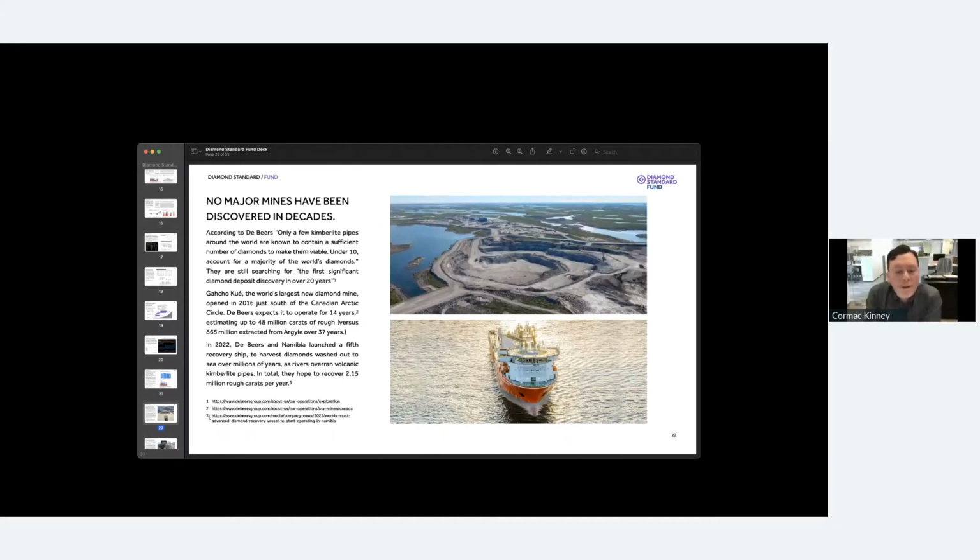What new supply there is actually being found out in the ocean. And right now there are 5 ships. They just launched a 5th one this year that are trying to find diamonds that were washed out to sea over millions of years as a river washed through an ancient volcano. Diamonds are always formed in extinct volcanoes.